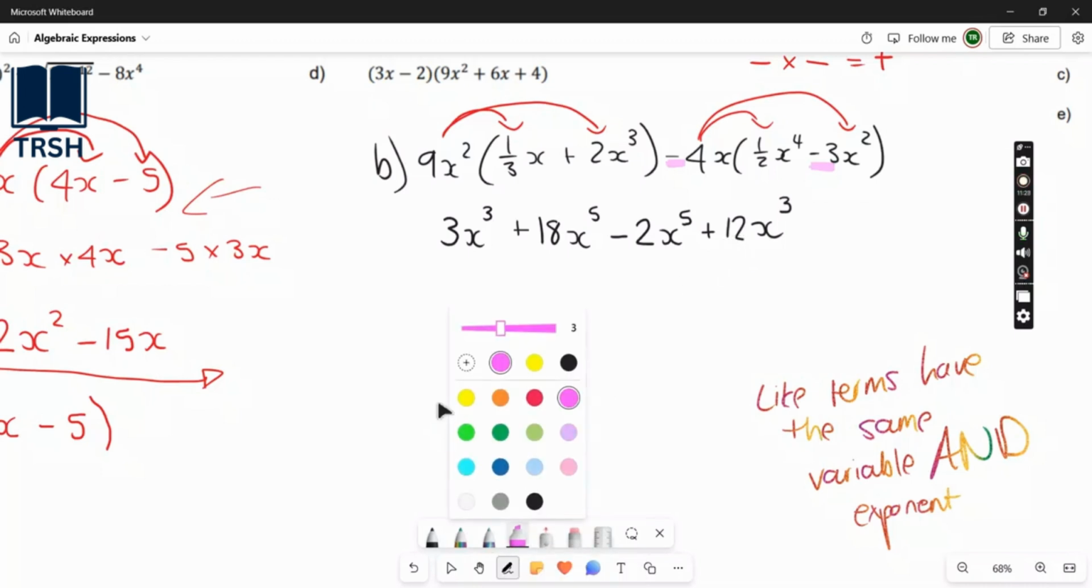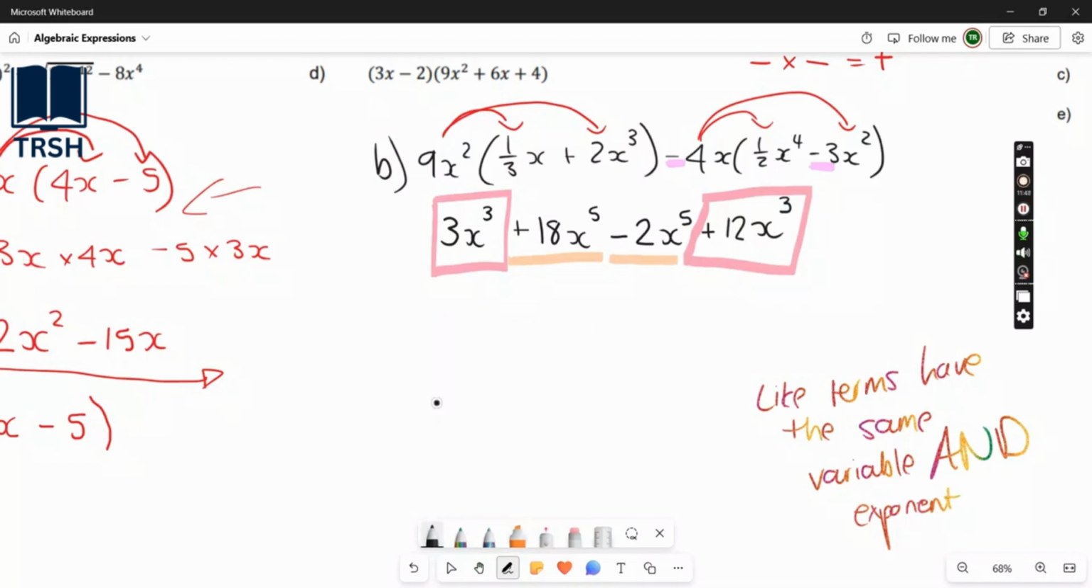And okay, so we can see we have 3x to the power of 3. We have another one, x to the power of 3, which is positive 12. So those two are going to go together. And then we have positive 18x to the power of 5 and negative 2x to the power of 5. So that means that there's two sets of like terms. Then we say 3 plus 12, which will give us 15. So that will be 15x to the power of 3.